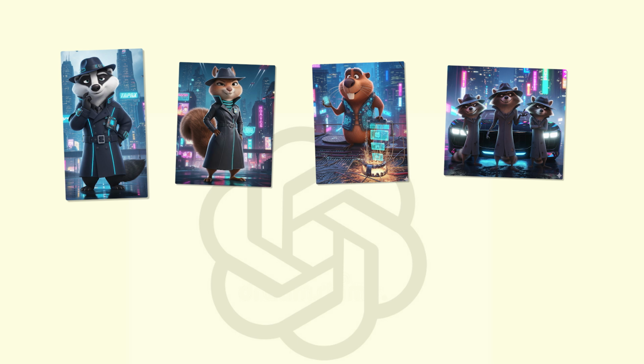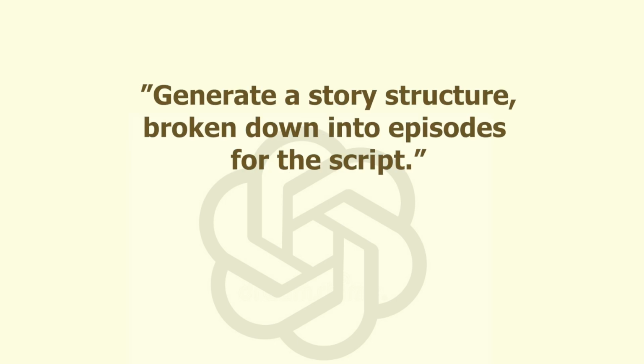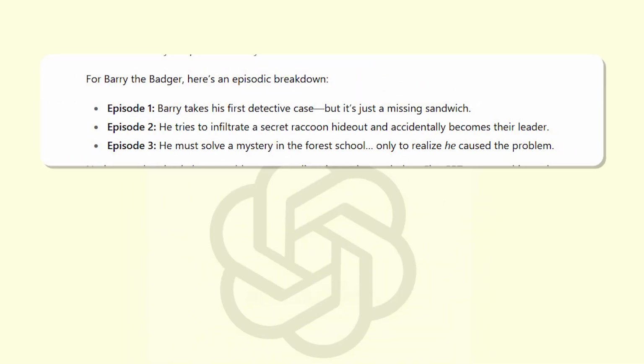Step 3, structuring the story. Now that we have characters, we need a skeleton, a story structure. ChatGPT can suggest everything from the hero's journey to episodic comedy arcs. At this point, you could simply ask ChatGPT to generate a story structure broken down into episodes for the script. And voila! For Barry the Badger, here's an episodic breakdown.